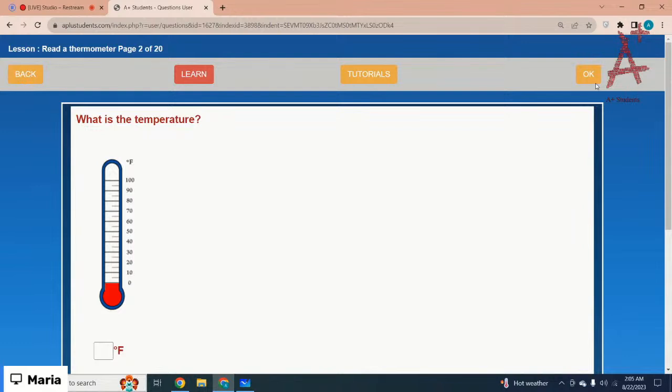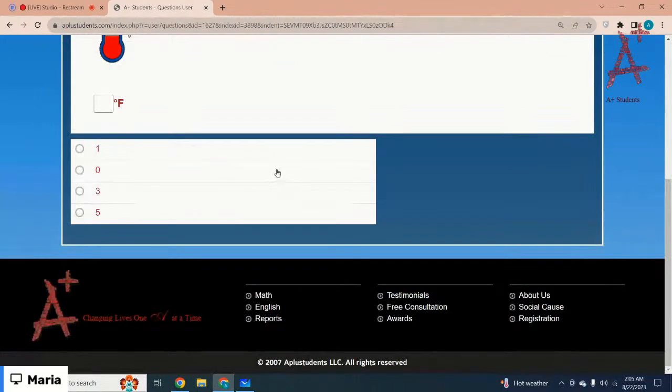Okay, what is the temperature? Which is the correct option? You have to look for a line where the color changes from red to white. So here is a line where the color is changing from red to white. So just match this line to the temperature. So it would be 0 degrees Fahrenheit. So the correct option is 0.